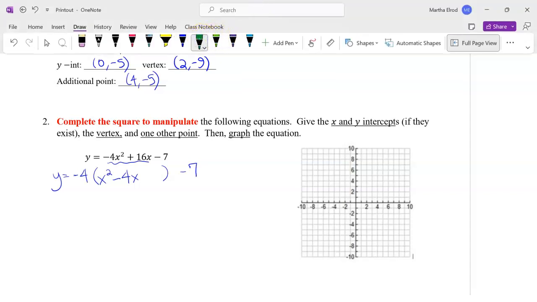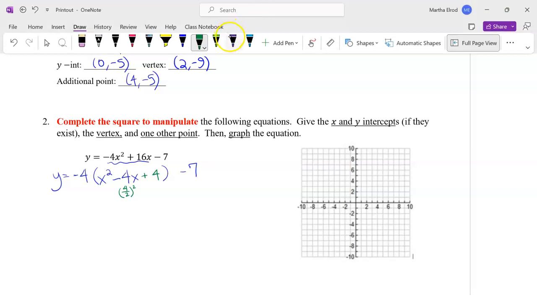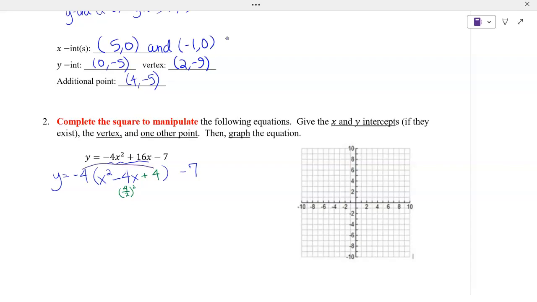Now, if I want to complete the square, I'm going to take this 4 and divide it by 2 and then square it. So 4 divided by 2 gives me 2, and 2 squared gives me 4. Now, I want you to be careful here and recognize that this 4, this green 4, is also being multiplied by that negative 4 outside the parentheses. So in essence, what I've done is I've subtracted 16 from my equation. So to balance, I've actually got to add 16.